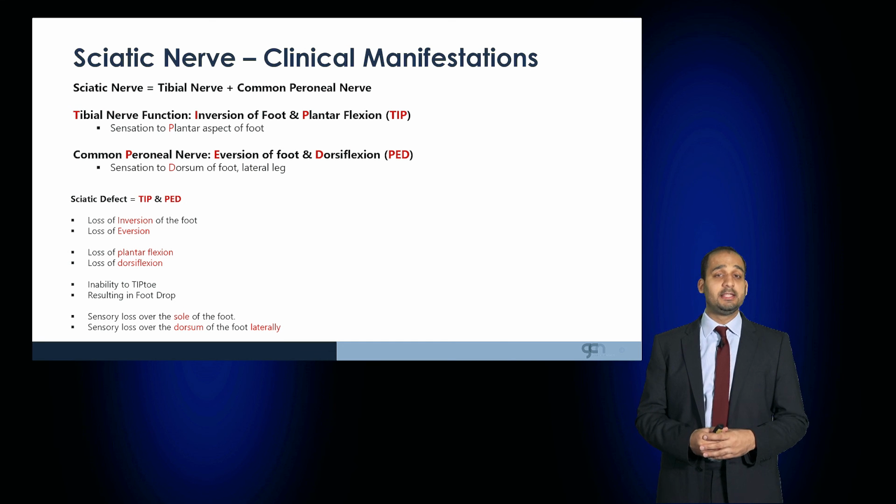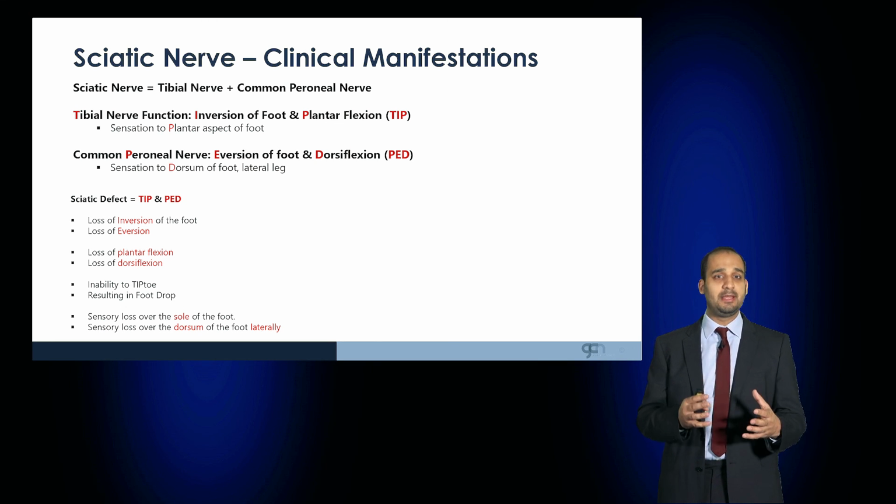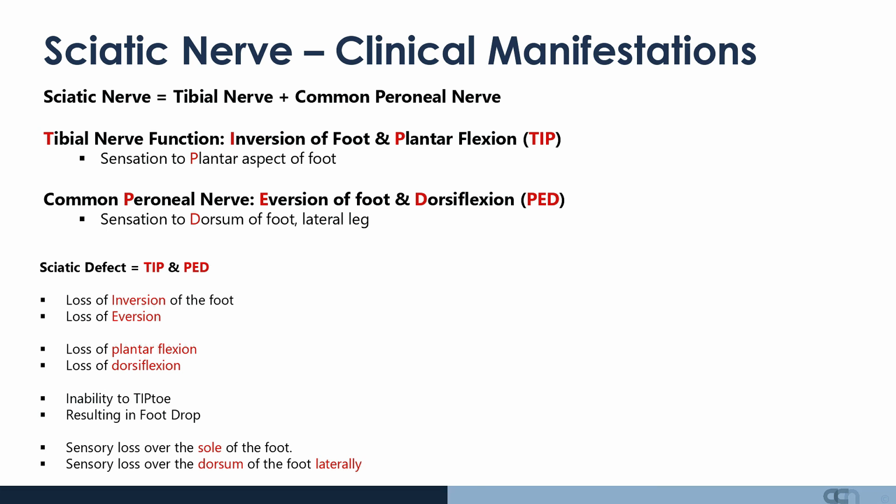Putting this together, the sciatic nerve clinical manifestations would include all of the clinical signs and symptoms resulting from tibial nerve and common peroneal nerve damage. So TIP and PED would mean you have loss of inversion of the foot as well as loss of eversion, loss of plantar flexion and loss of dorsiflexion, the inability to tiptoe resulting in foot drop, and loss of sensation over the sole of the foot as well as the dorsum of the foot and the leg laterally.